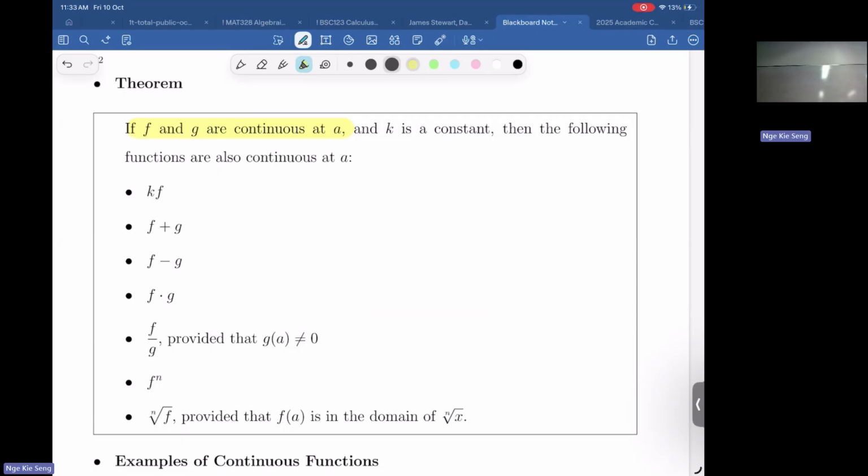The nth root of f is also fine. So you can see that this list is actually the same list as the limit law. Why? Because checking continuity is checking limits, so the limits have to work, and then continuity will work.